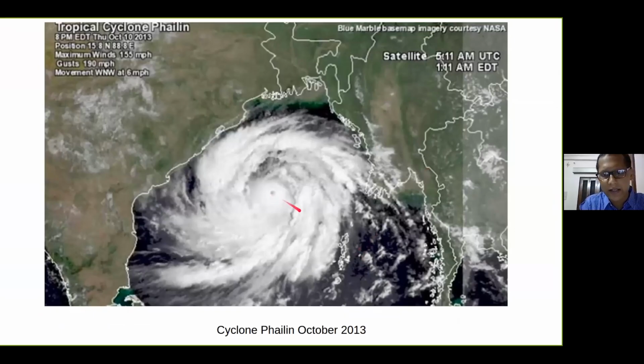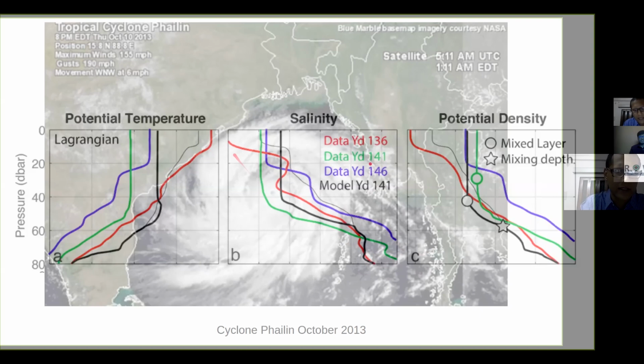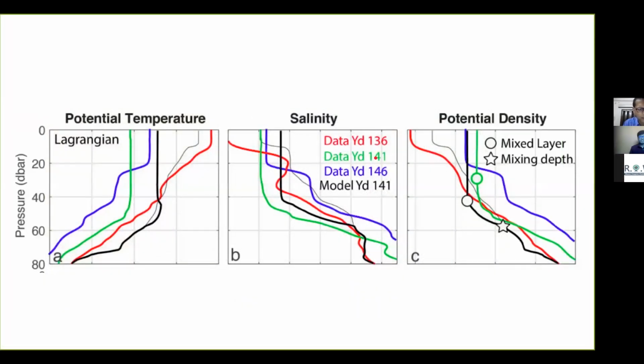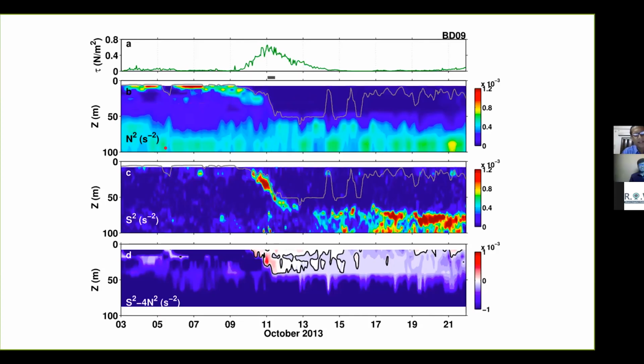This cyclone was formed near the coast of Myanmar, and then it gradually progressed towards the India line, which is day 141, when the cyclone has arrived and created a lot of mixing. The sea surface temperature has decreased, and we can see that the temperature is homogeneous up to 50 decibars. This N-square actually depicts the density structure within the ocean. So wherever this quantity is 0, the density is almost homogeneous.